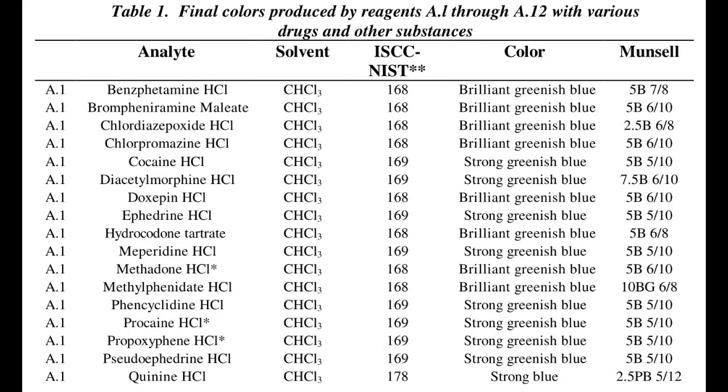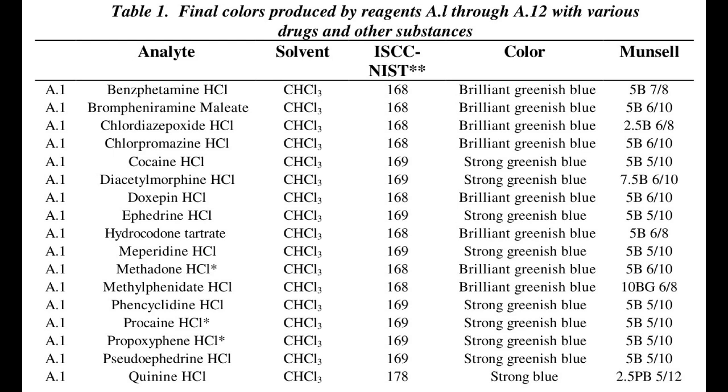Now let's take a look at the results table. This is just the first page of them. This fucker is 4 pages long. Probably it's 12 reagents. We can see the reagent, the analyte, the solvent that the sample is dissolved in if it isn't a powder being directly tested, the ISCC description of the color of the result, and the exact shade of the color in both the ISCC and the Munsell color systems.